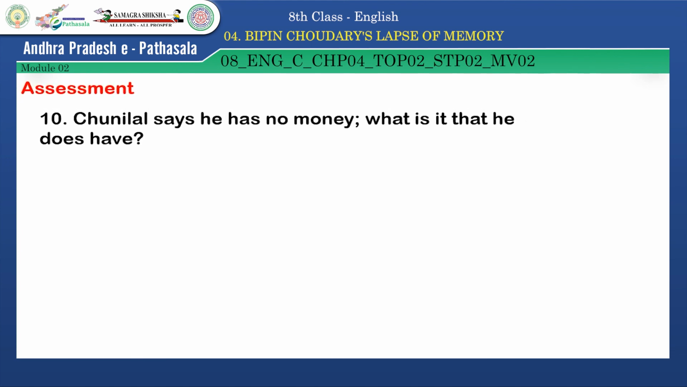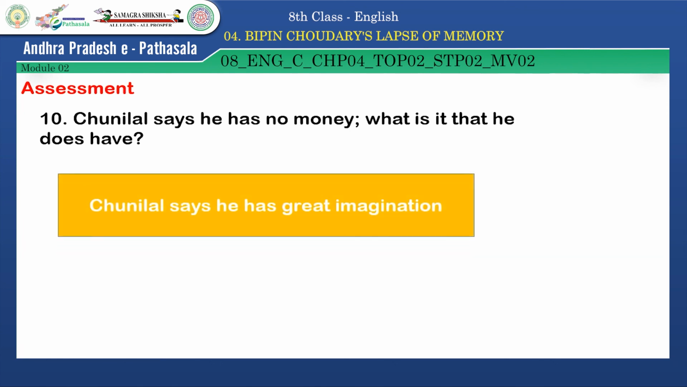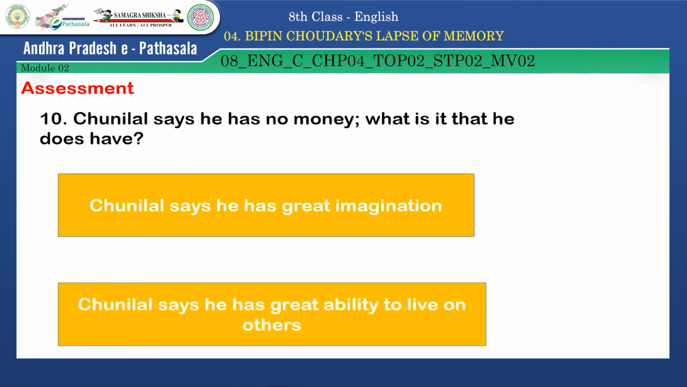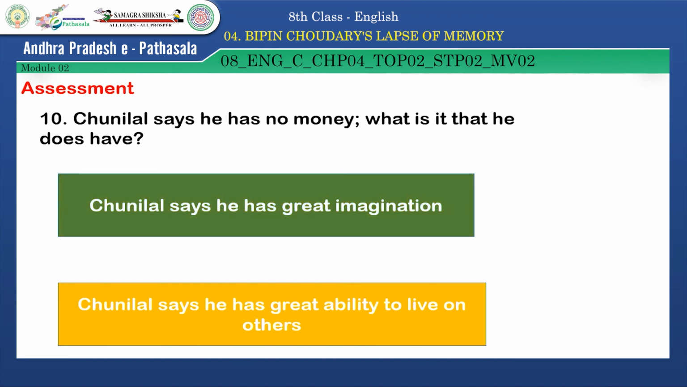10th question. Chunilal says he has no money. What is it that he does have? Chunilal says he has great imagination, or Chunilal says he has great ability to live on others. What is the right option? Yes, you are right. Chunilal says he has great imagination. Well done, my dear students.